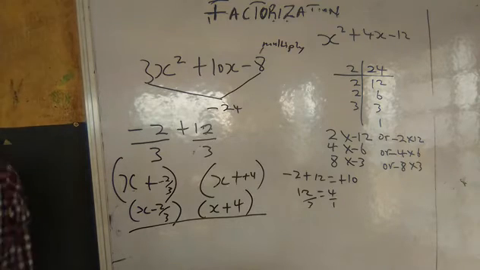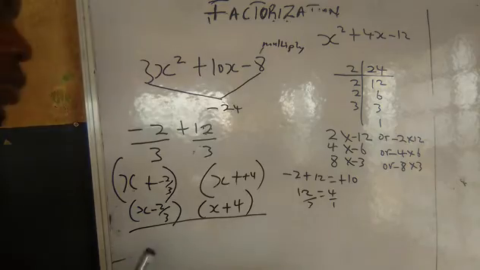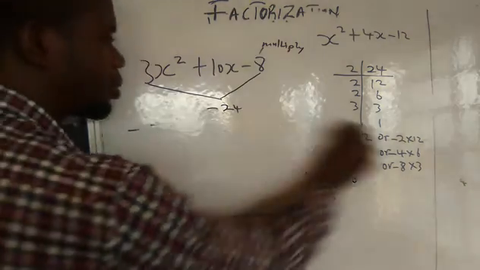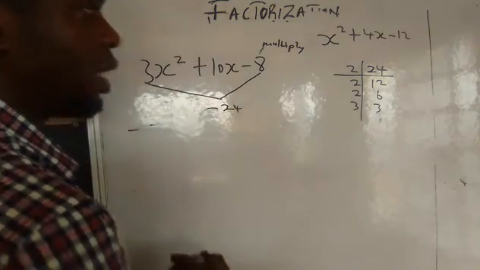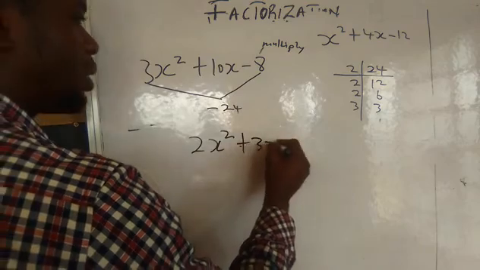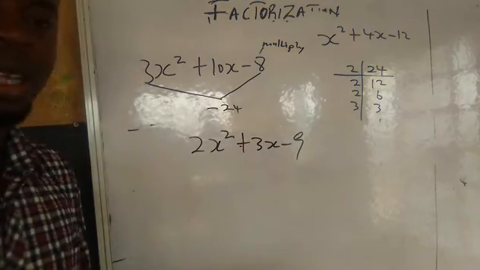Thank you very much. And now the question I'm going to give you, let me wrap up with this. And you have to submit this. So let me give you 2x squared plus 3x minus 9. You have to submit this. Thank you very much.